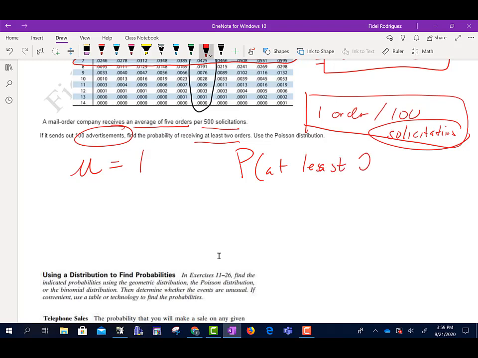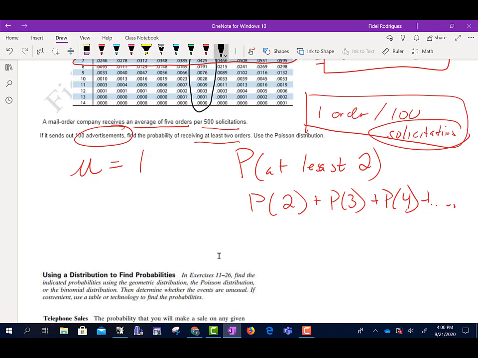Oops. At least 2. So remember what that means. That means I want to have the probability of 2, or the probability of 3, or the probability of 4, and we could keep going on, right? I'm never ever going to be able to stop. I can't stop at 4. I can't stop at 5. I have to keep going.